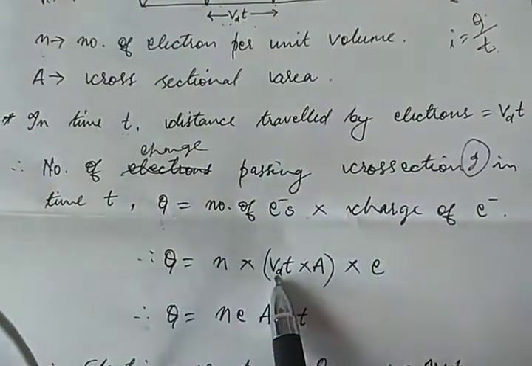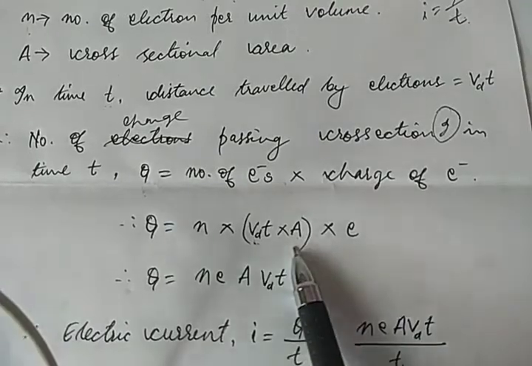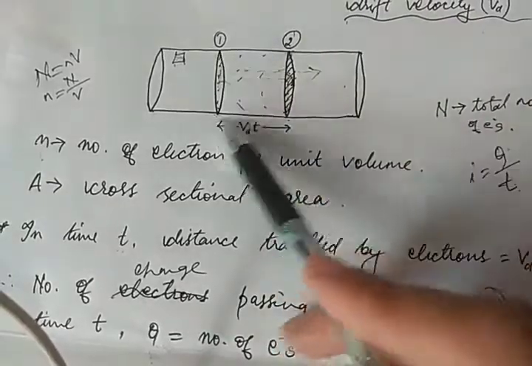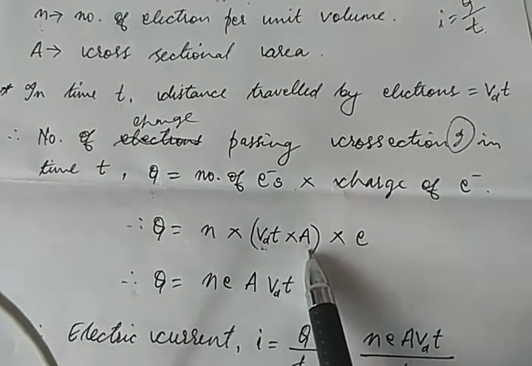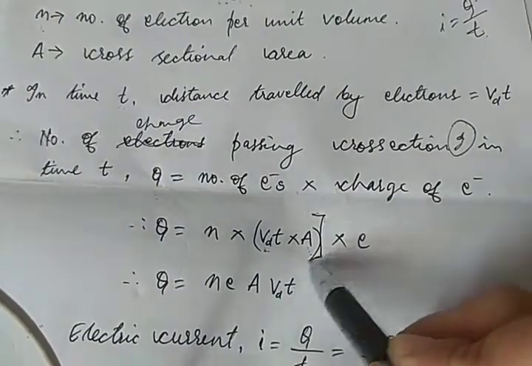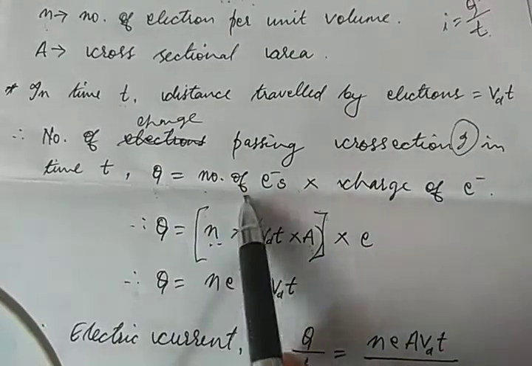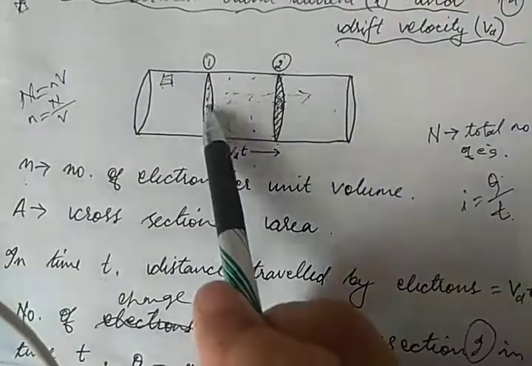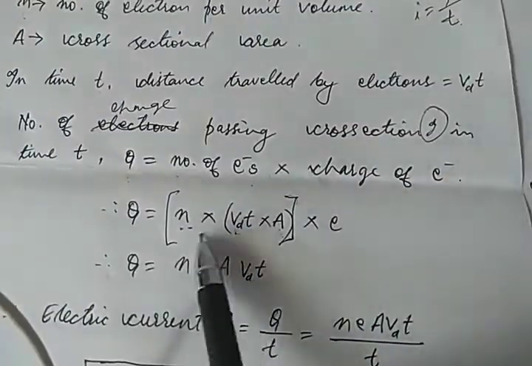So this part here, Vd t into A, is the volume of this space, the thing that I've written inside the bracket. Now, since n is the number of electrons in a unit volume, the number of electrons in this volume Vd t into A will be n into Vd t into A. So what is this part? This thing inside the square bracket, n into Vd t into A, is the total number of electrons in between 1 and 2 in this space. Mind you, this is a 3D picture. So this is the number of electrons.